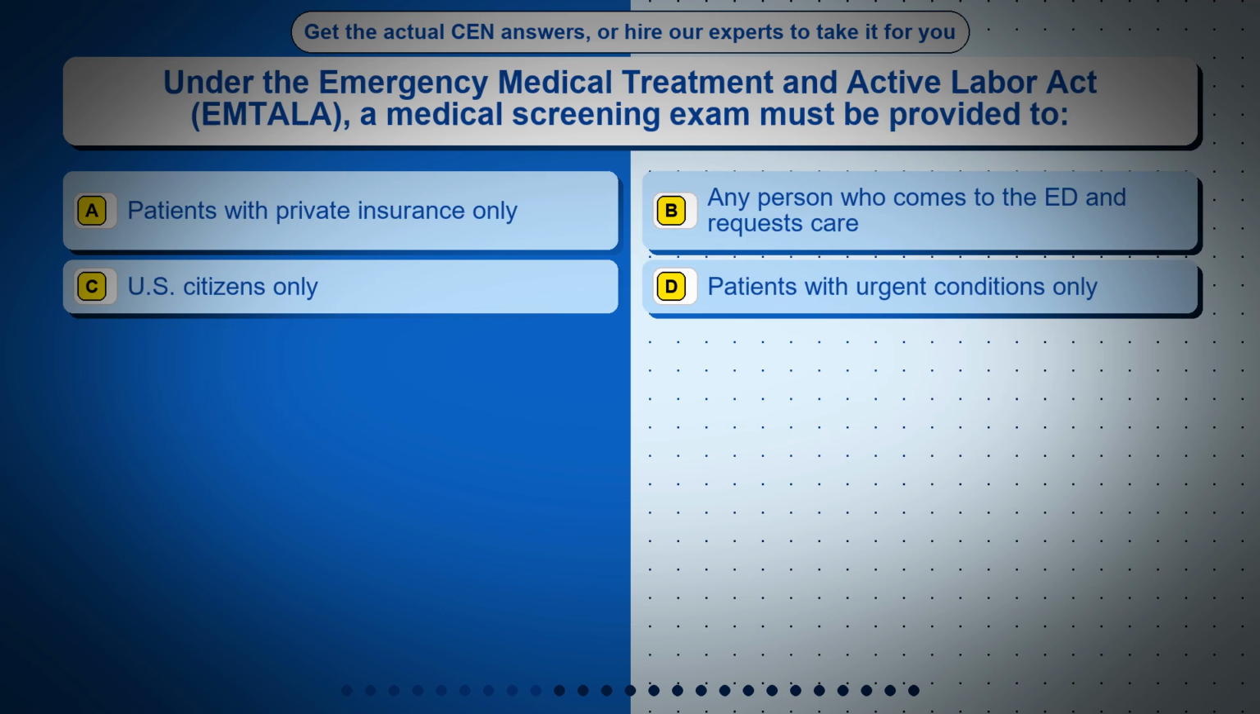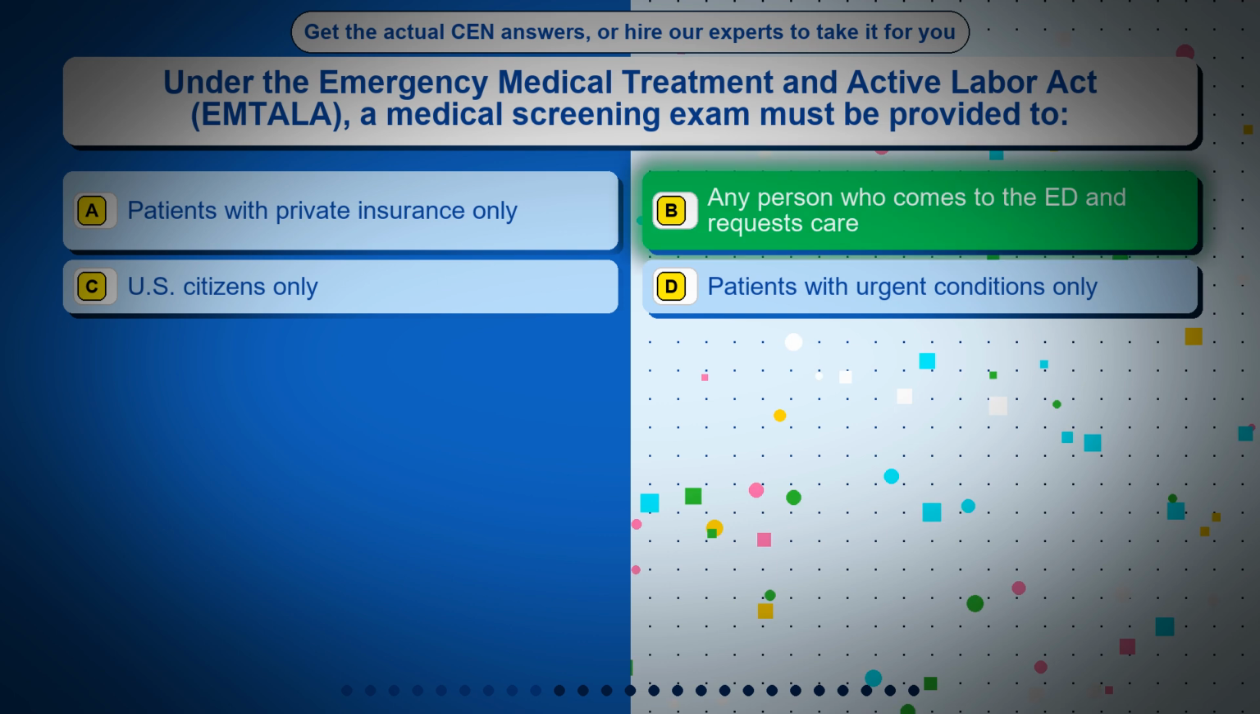Question 9. Under the Emergency Medical Treatment and Active Labor Act, EMTALA, a medical screening exam must be provided to option A, patients with private insurance only. Option B, any person who comes to the ED and requests care. Option C, US citizens only. Option D, patients with urgent conditions only. The correct answer is option B, any person who comes to the ED and requests care.